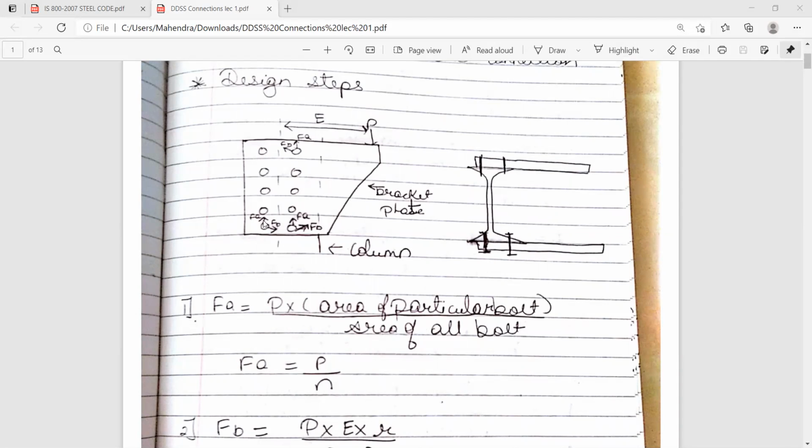Draw this force properly. This is FA acting in the vertical direction and FB is the inclined force. Again, FA acting in the vertical direction and FB is the inclined force. Again, here also FA acting in the vertical direction and FB is the inclined force. P is nothing but the external load applied over here. Okay, completed this diagram of the bracket connection.